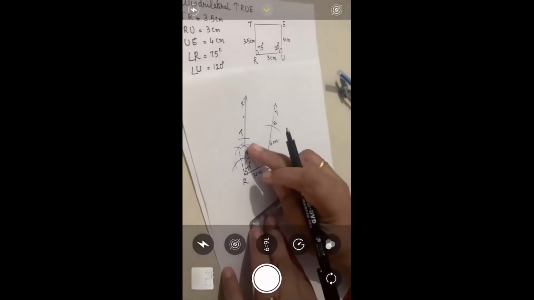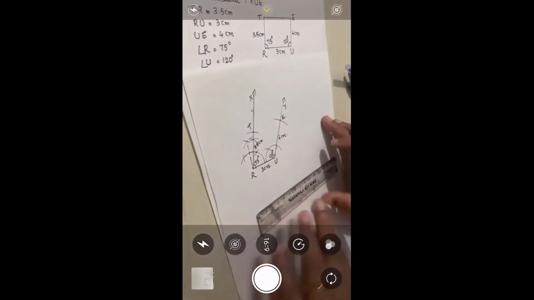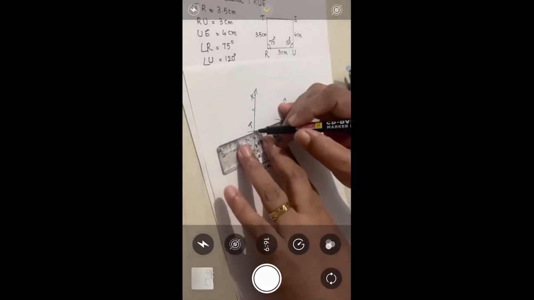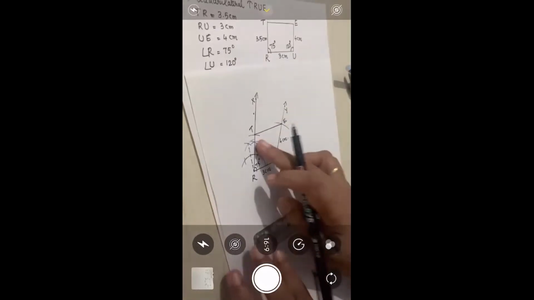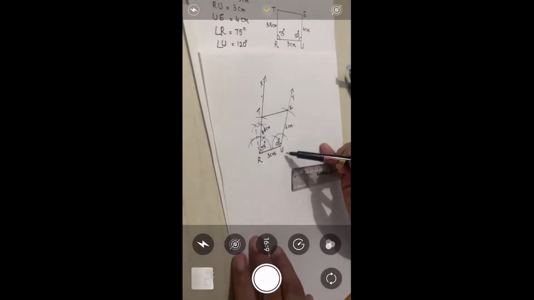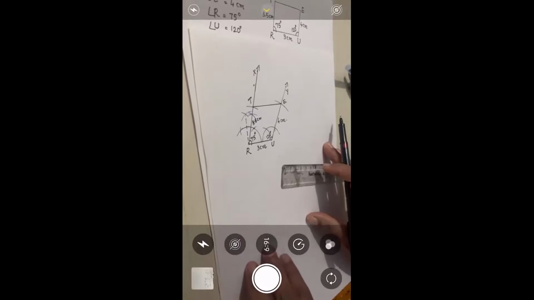Now we have got the point T here, E here. Joining T, E, we will get the required quadrilateral. See here, I am joining points T and E. So we have got the quadrilateral T, R, U, E of the required measurements.